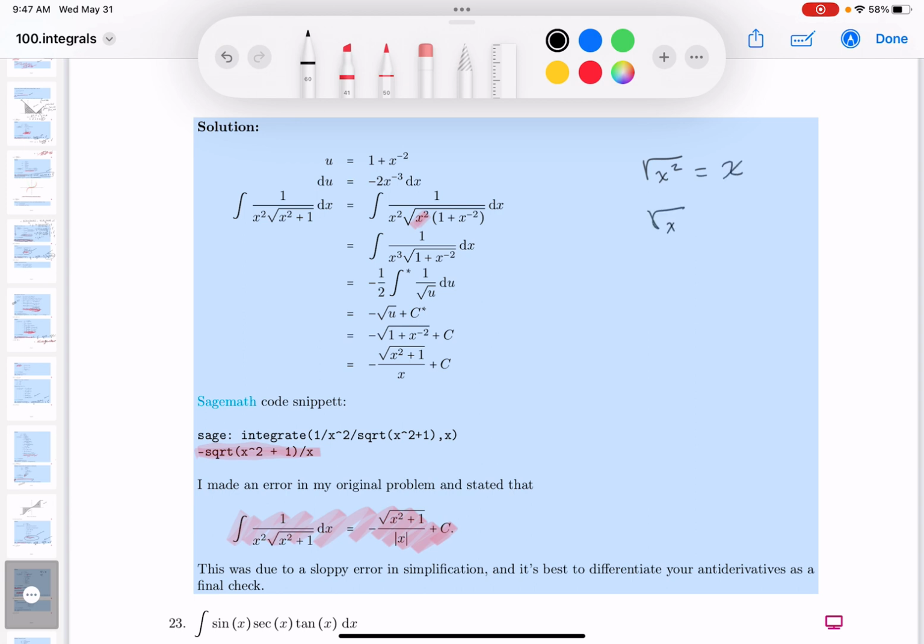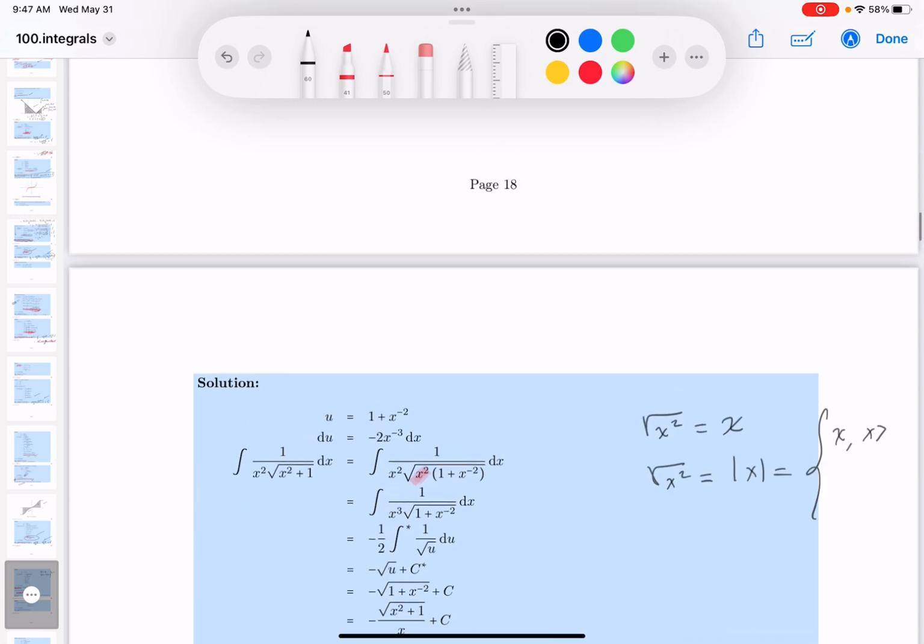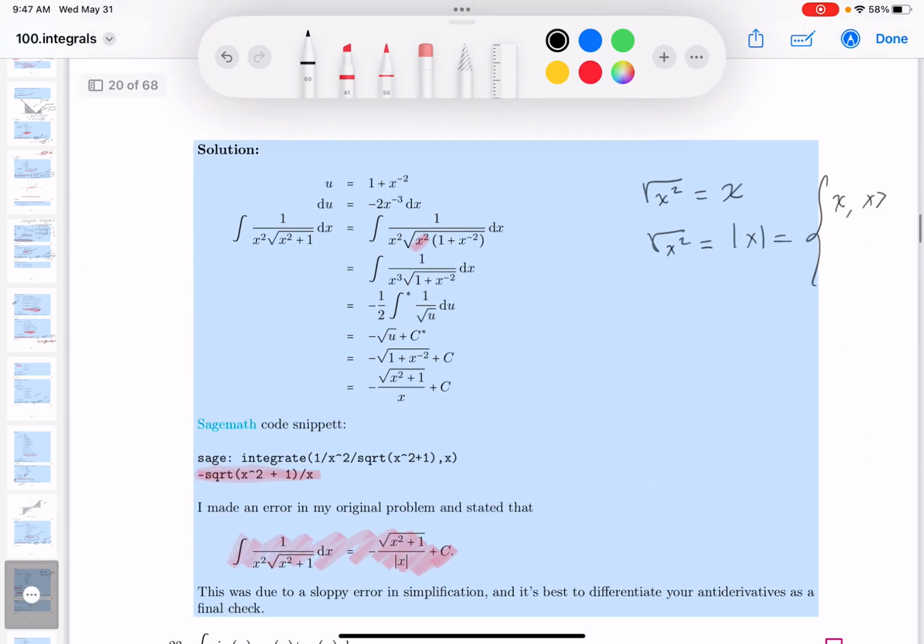The square root of x squared is actually equal to the absolute value of x. What does that mean? It's one of two things. It could be x, and that's if x is greater than 0. Now, in this case over here, I know x can't be 0, so I'll say greater than 0. And it would be minus x if x were less than 0. And that's where the mistake came in. It was just basically sloppiness, and I corrected myself.